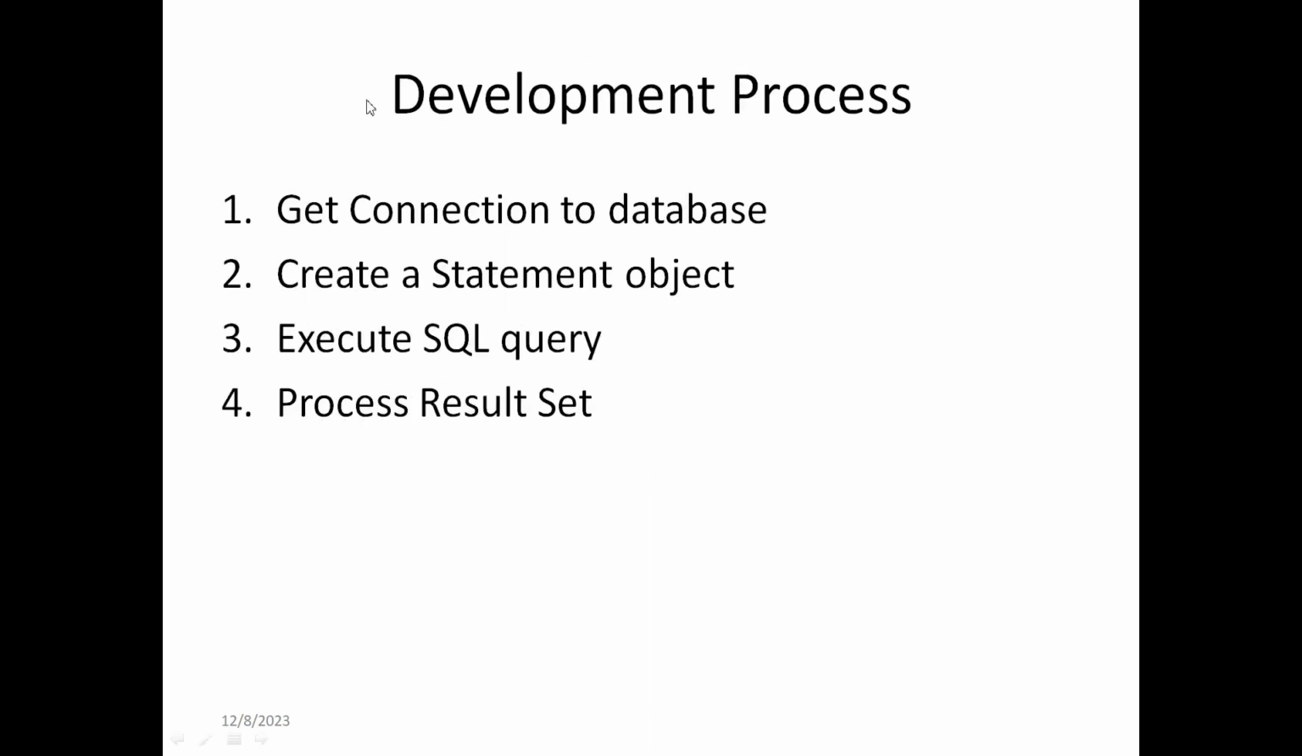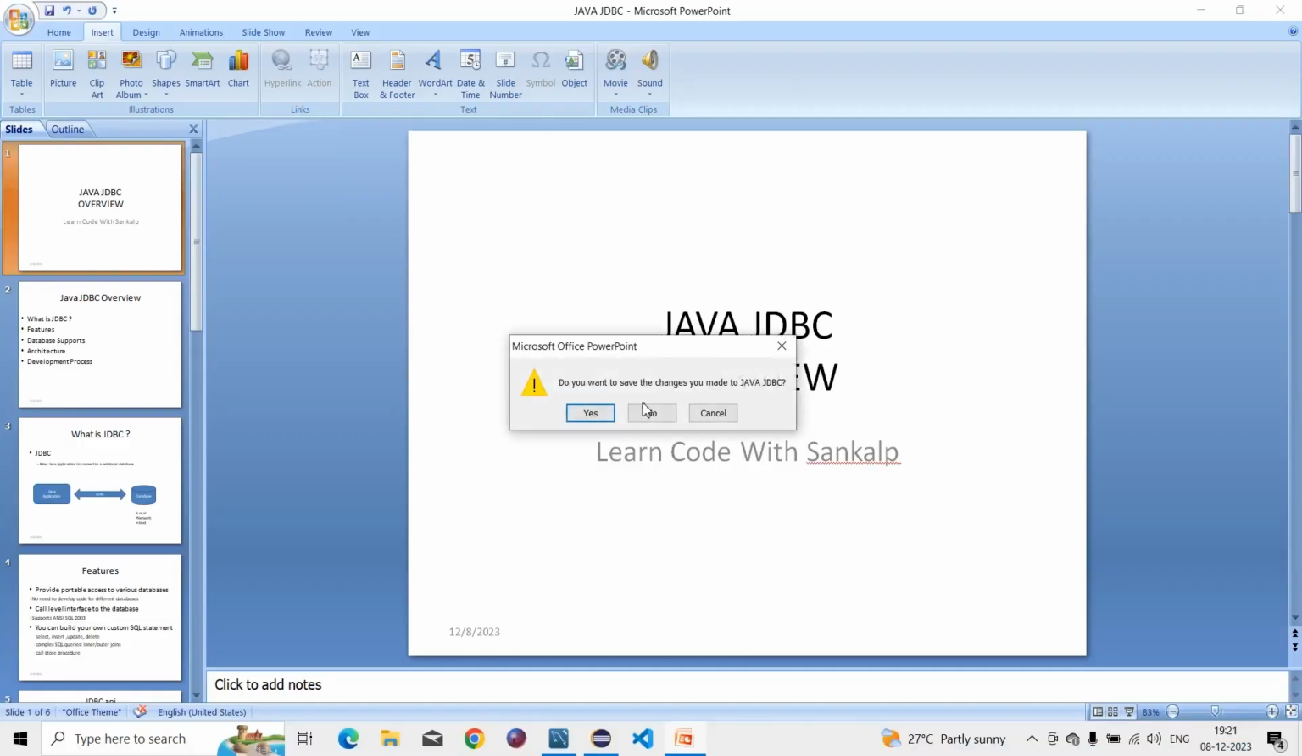Then we also learn the development process of Java code to database. The first step is to get a connection to the database, then create a statement object, third is to execute the SQL query, and fourth is to process the SQL result set. We will learn one by one. Firstly, we are creating one.